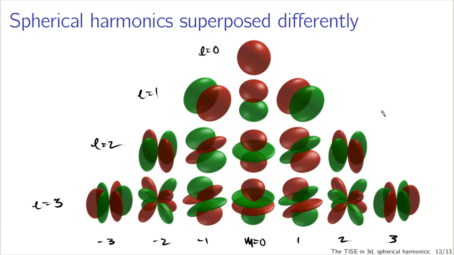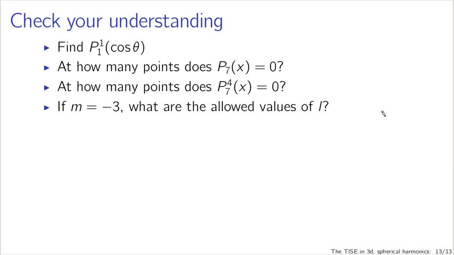So, try to wrap your head around what these things actually look like in three dimensions. Spherical harmonics are important. Understanding what their geometry is and what their structures are is also important. To check your understanding, go back and use the definitions and find what the l equals 1, m equals 1 associated Legendre function evaluated at cosine theta actually is.